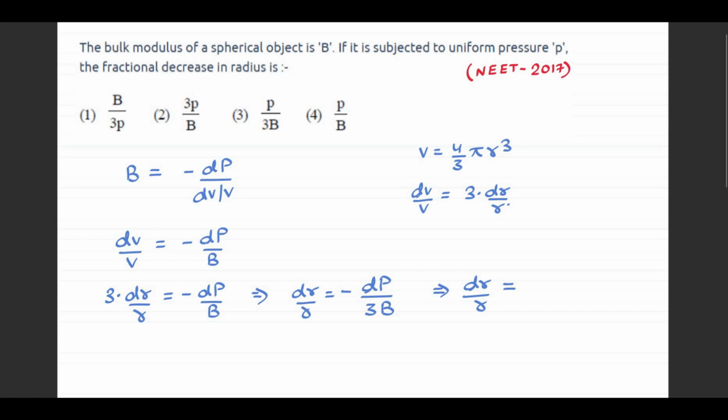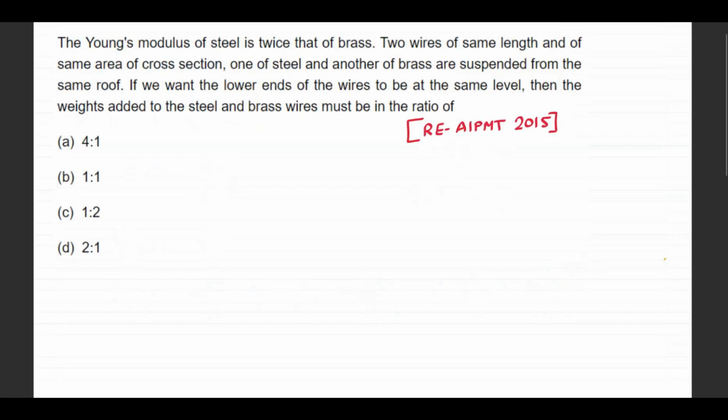dP is the change in pressure. So earlier there was no pressure, now you have introduced a pressure of P. So can I say change in pressure is nothing but P. This minus sign is signifying that there is a decrease in radius. So if you are looking for fractional decrease, its magnitude will be this much. That matches with option 3. Fine. We'll now move on to the next question.